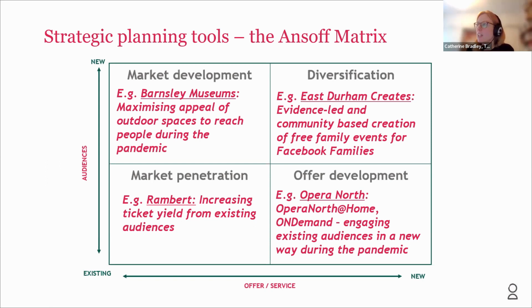And then in the diversification box, an example from East Durham Creates. So they took an evidence-led and community-based approach to creating free family events for Facebook families, one of the low engaged audience spectrum segments. They're actually quite interesting. Facebook families are quite a big segment in lots of different areas, and a lot of organizations that I've worked with have found that to really meet some of their social objectives, that's one of the groups that they really need to engage. So that one might be quite interesting, particularly if your organization's in that particular scenario.